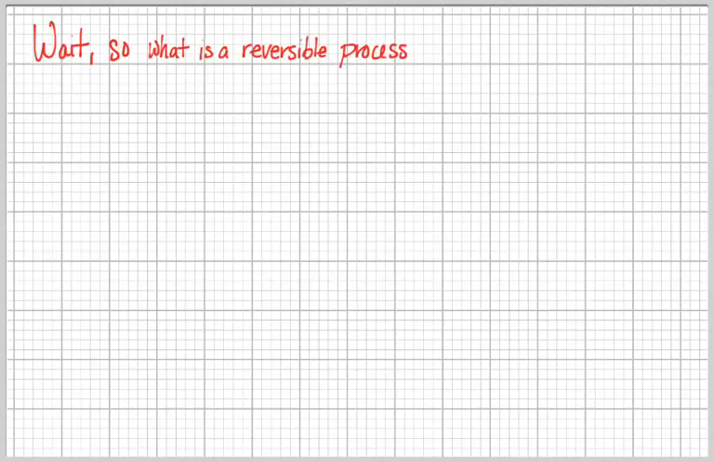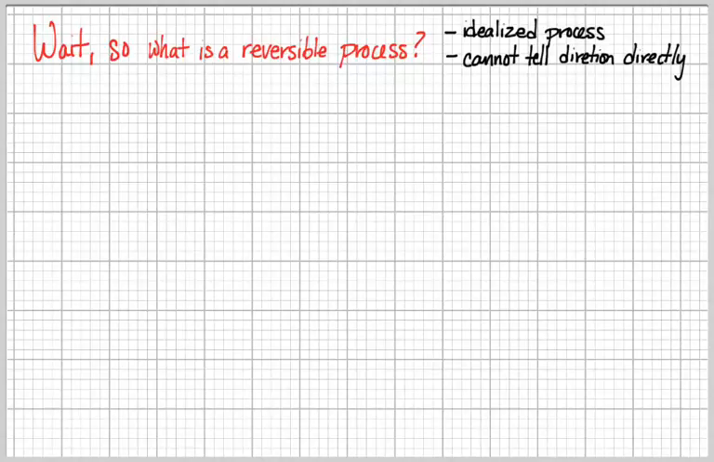So now you really got to go back and say, okay, so wait, what is a reversible process then, right? And remember, reversible processes were these idealized processes. They were best case scenarios, and I said they also had this weird twist that because they were associated with only the first law, we can't tell the direction of them directly.